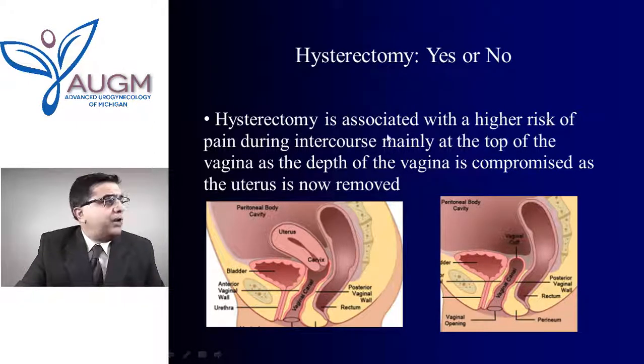Hysterectomy is associated with a higher risk of pain during intercourse, mainly at the top of the vagina. Why? See, when you take the uterus out, you have to close the vagina somewhere here. When you close it, you've lost a little bit of the vagina at the top and some depth. Then when you close it, this becomes a scar. Scar means fibrosis. Fibrosis meaning tough tissue. So during intercourse, when the penis hits that area, it can cause discomfort.